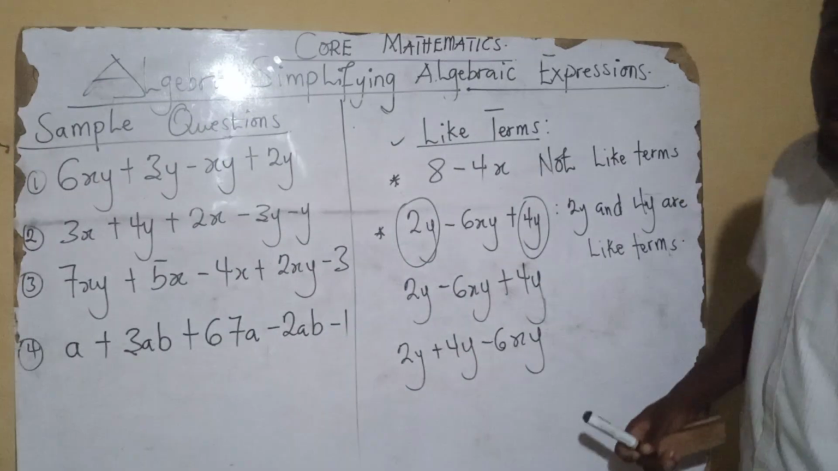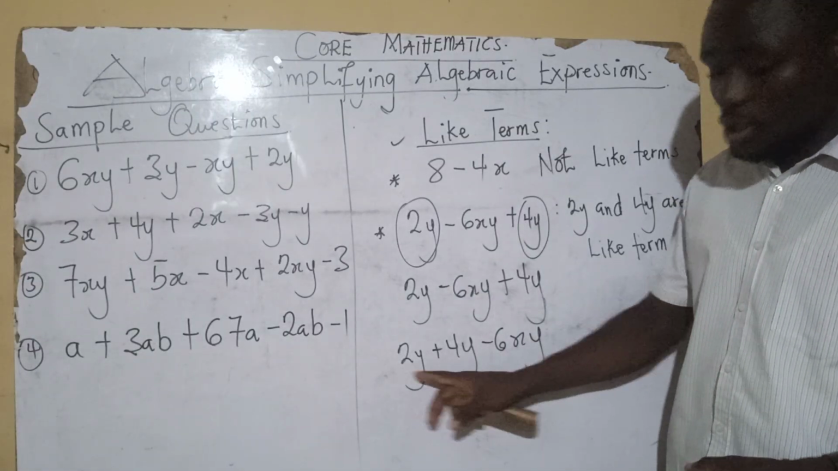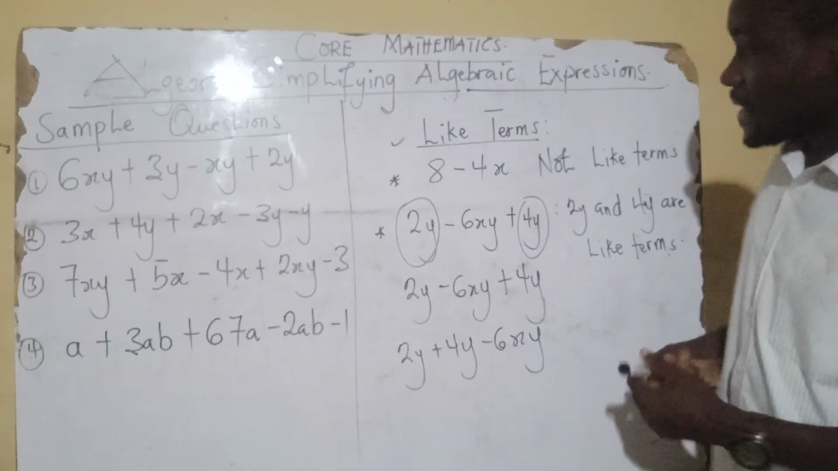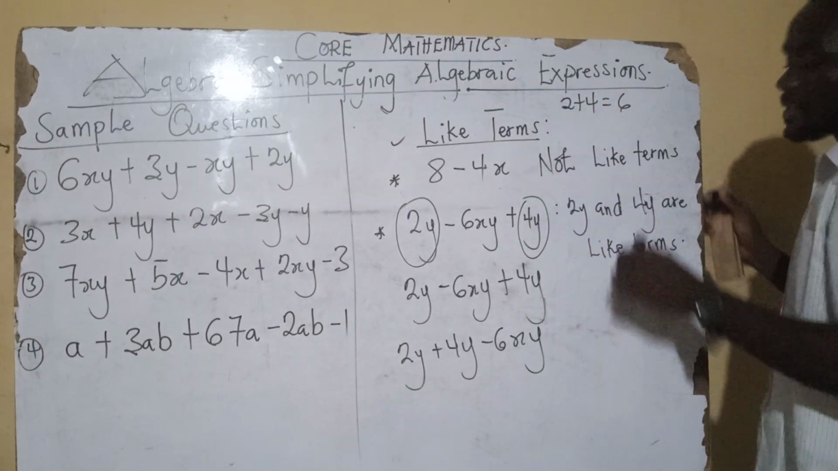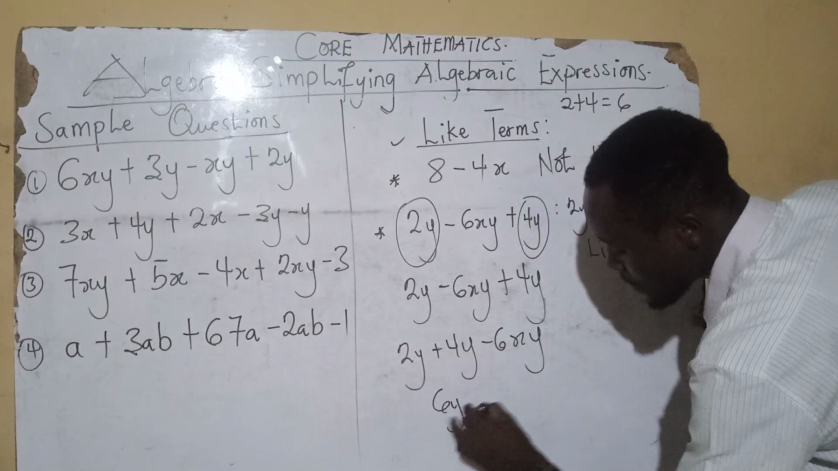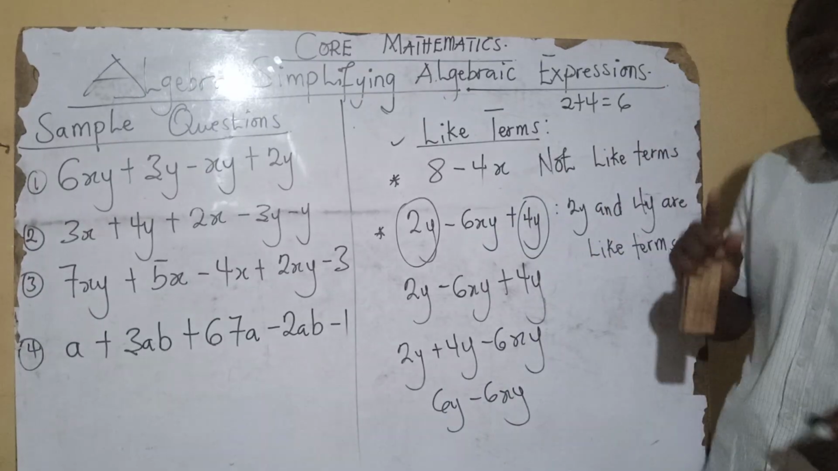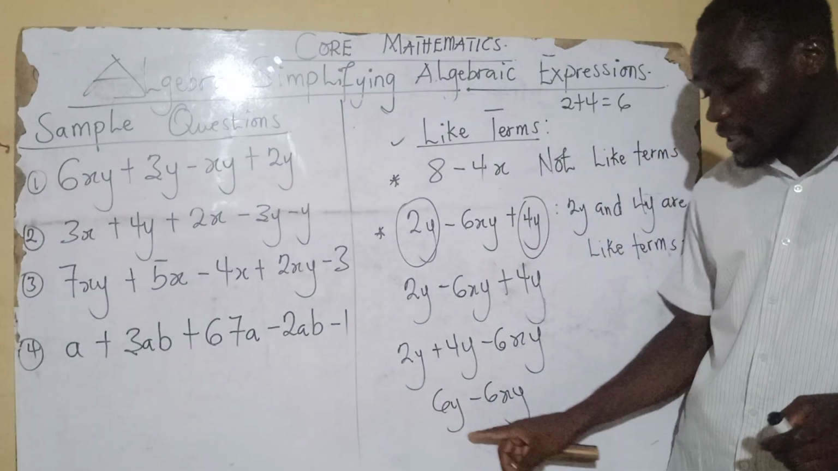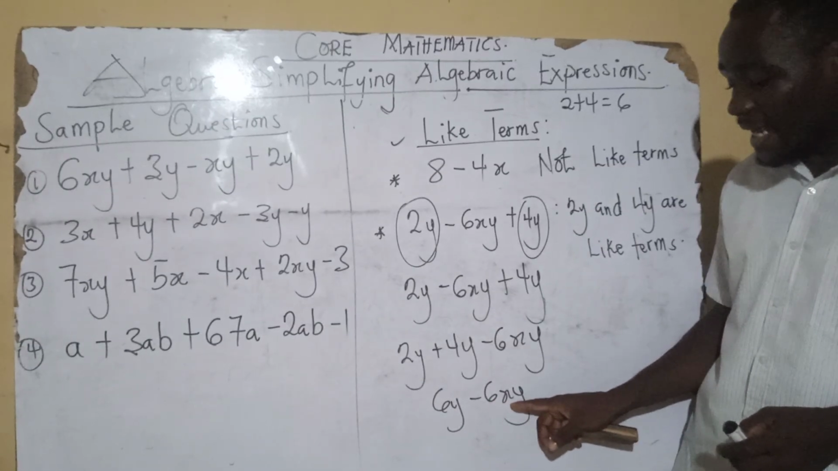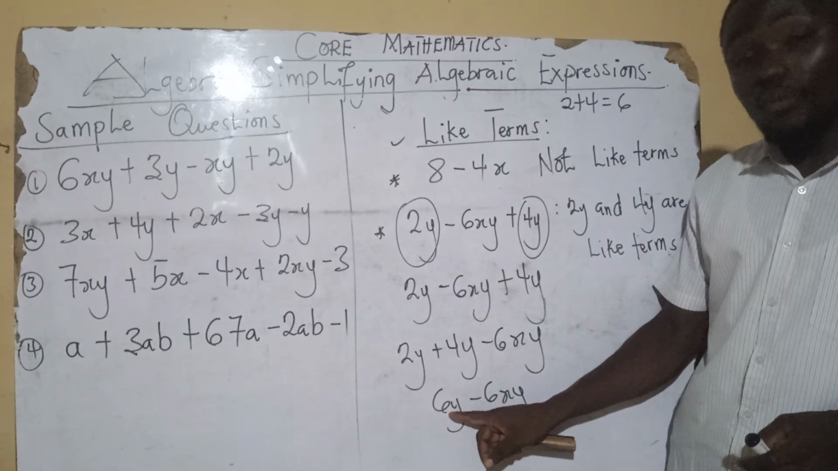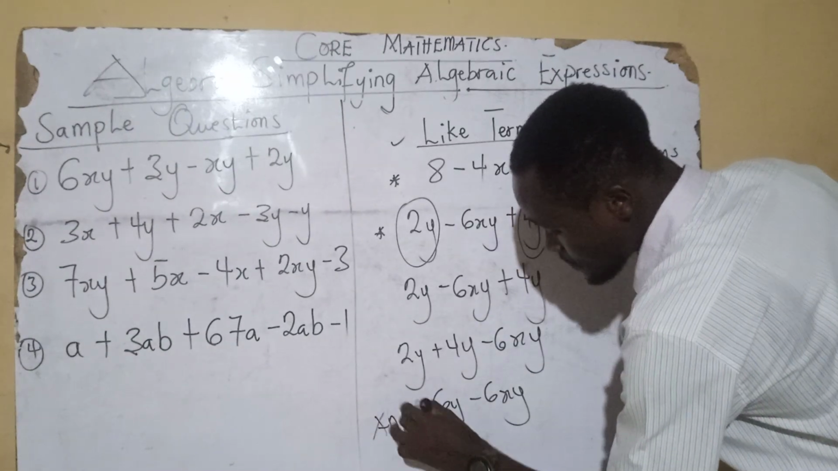So adding it, I will just check the coefficient. The coefficient of y here is 2, the coefficient of y here is 4. So I can easily add. I'm going to get 2 plus 4, which is giving me what? 6. So here I'm going to get what? 6y minus 6xy. Here I cannot subtract the 6 from the 6y because here is 6y, here is 6xy. The 6 here has xy attached to it and here is only y. So I will leave only this as my answer.